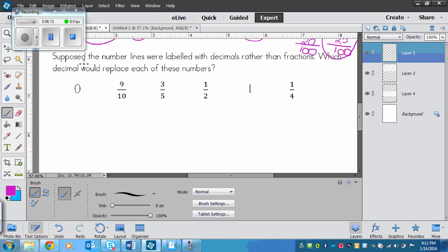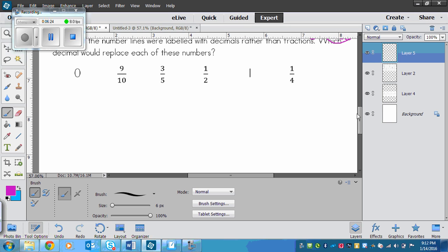Next one, what you need to do is suppose the number lines were labeled with decimals rather than fractions. Which decimal would replace each of these numbers? Now remember, we did this in the last lesson. So 0 as a decimal would be 0.0. 9 out of 10. Well, we can always change a fraction into a decimal if our denominator is either 10 or 100, and this is 10. So all I need to do is write 0 decimal and then the numerator, because the numerator digits match the number of zeros on the bottom.